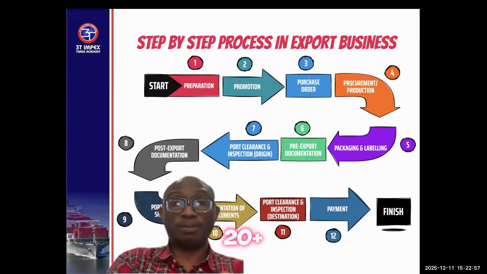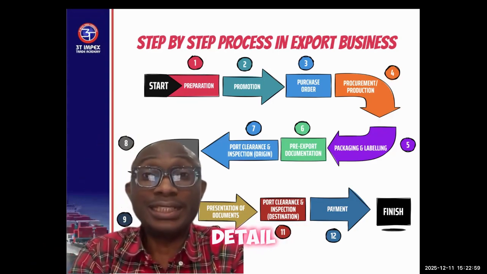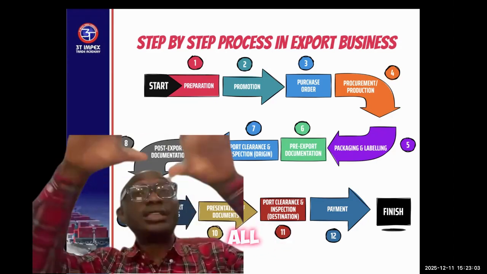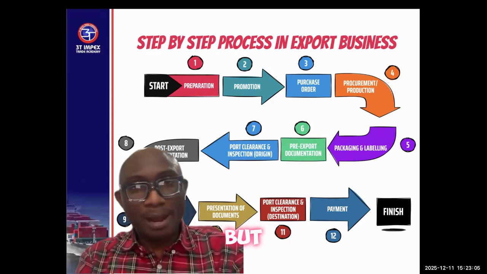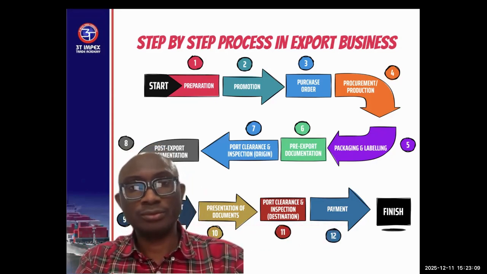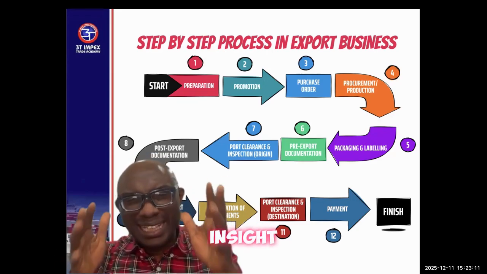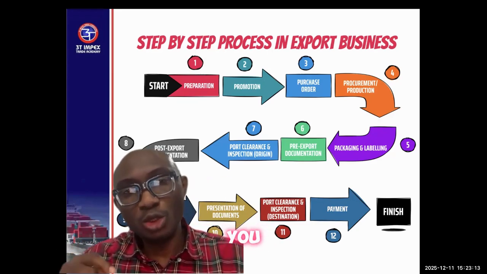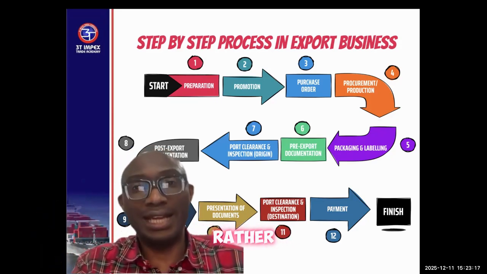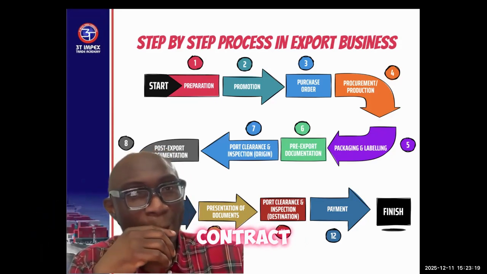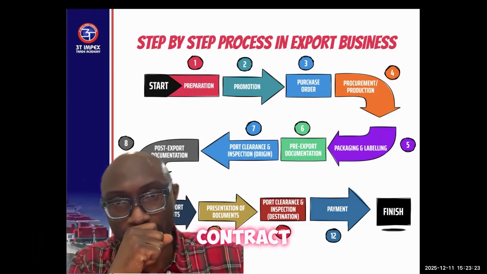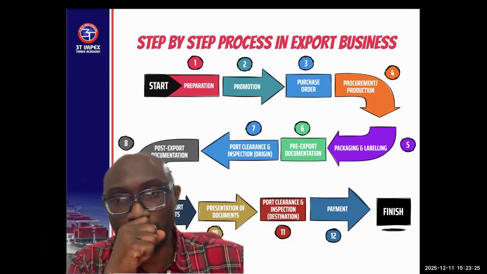That's about 20 plus details on a contract. Now, most of the time you don't have all these in a contract, but I've tried to be as comprehensive as possible to give you an insight into what you should be looking to see in your export contract. Purchase order.